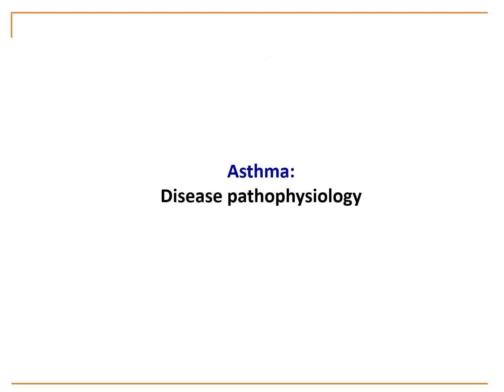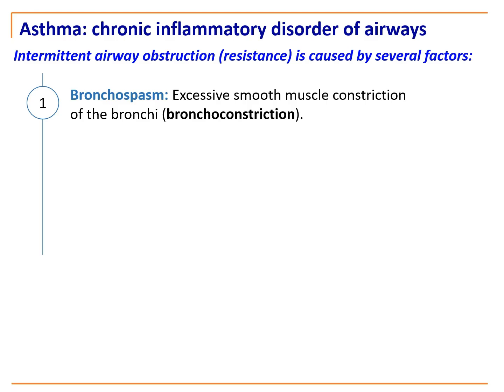So now we're going to think about asthma. We'll look at what is actually driving asthma symptoms. Remembering what it is, asthma is a chronic inflammatory disorder of the airways with acute exacerbations. So you're getting intermittent airway obstruction due to resistance, and it's caused by several factors. The three main factors: you've got bronchospasm. Whatever the trigger is, and we'll talk about triggers later, you get excessive smooth muscle constriction of the bronchi, causing bronchospasm or bronchoconstriction.